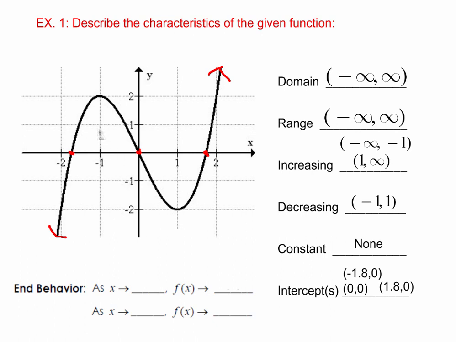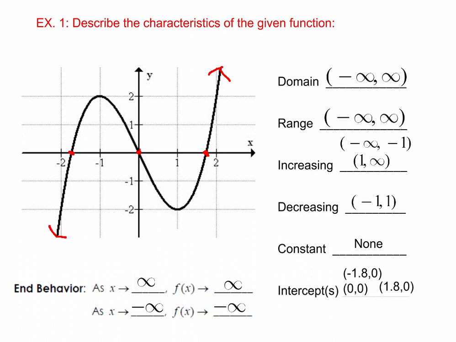Now our end behavior. Let's start on the right-hand side. As I go to the right, I'm going to keep going to the right forever, so x is going to infinity. And as I'm going to the right, I'm also going up forever, so f of x is also going to infinity. On the left-hand side, well, I've got an arrow, so my x is going to negative infinity. It's going on forever, and my graph is going down, so f of x is also going to negative infinity.